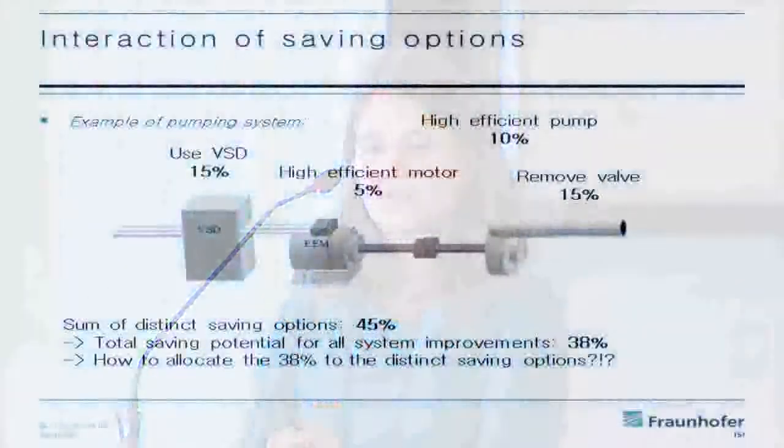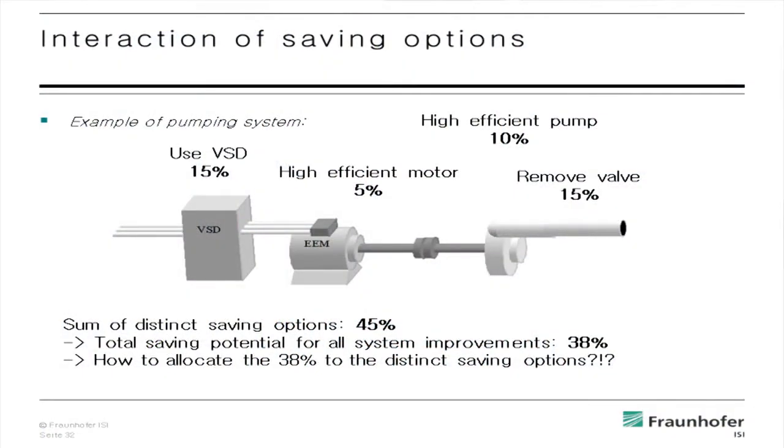This is a pumping system which is used in many different industry sectors, and you can have different options to reduce the use of energy in this system. One provides you 15% savings, another 10%, another 5%. So if you add all of that up, you end up with 45% energy savings. However, the truth is that if you actually do use all those efficiency measures, the total reductions are only 38%.